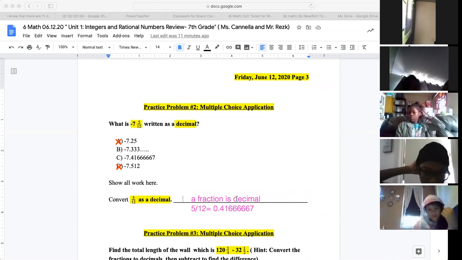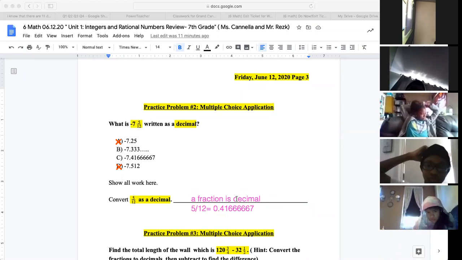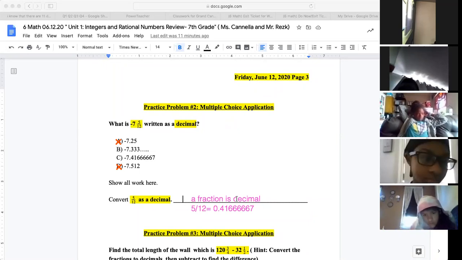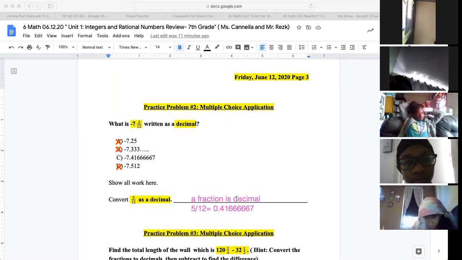Now, we know that 5 over 12 is 0.416666667. It has to be 7. We keep the whole number. So if we add the decimal, which answer choice is it, Kira? Is it B or C with that decimal in it? Nazier, is it B or C? I think it's C, because 7 stays and we just add the decimal. So C is the correct answer.